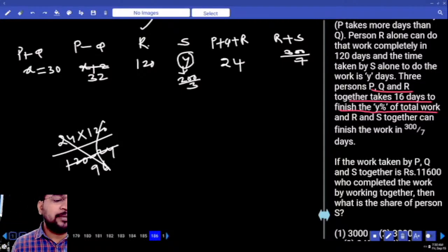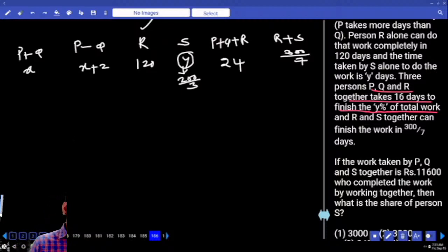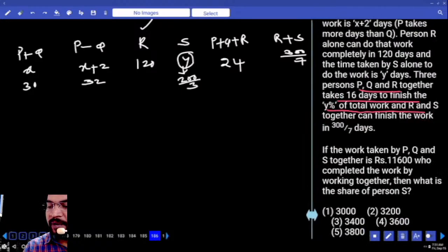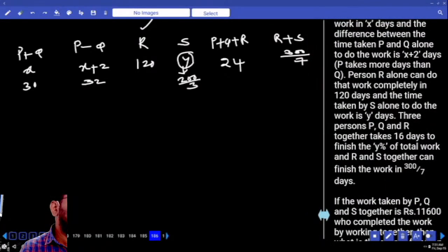Now we know all the values, na. So look at here nana. The X value is 30. X plus 2 value is 32. Now we need P alone and Q alone also. Are you clear or not? So wherever it is required we have to find out. Not now, wherever it is required we have to find out there. Okay nana? Now we know all the variables. Are you clear or not?